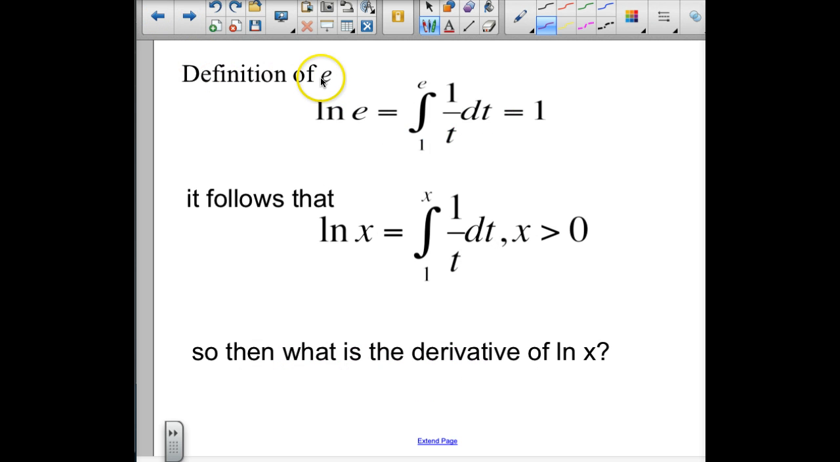Okay, let's define e. The natural log of e is the integral from 1 to e of the function 1 over t dt. And that equals 1. So this is the formal definition of the natural log. And until you understood what integrals were, you couldn't even talk about what the definition of natural log of e was. So then the natural log of x, this function, natural log of x, is the integral from 1 to x of 1 over t dt.